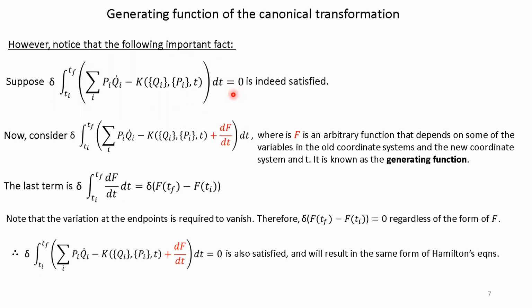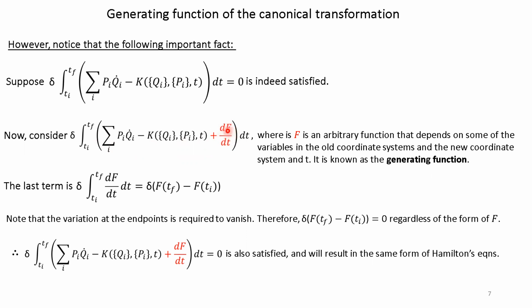So suppose I already know that this is satisfied. Now I'm going to consider this integrand to be modified by adding this additional term, df dt. So remember, this is not partial f partial t. This is df dt.